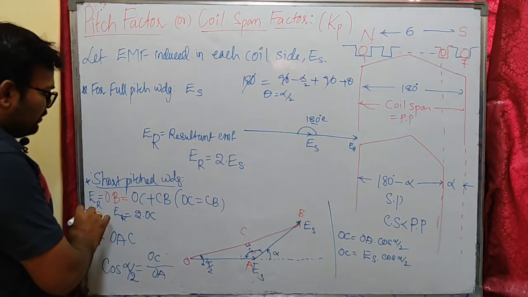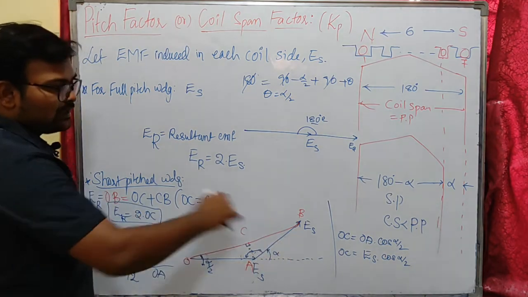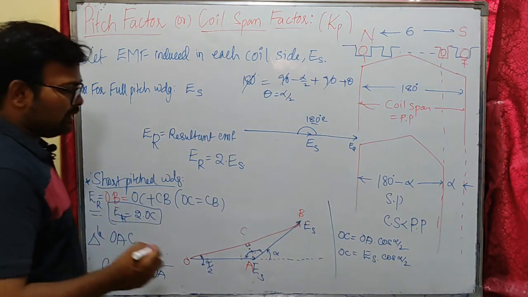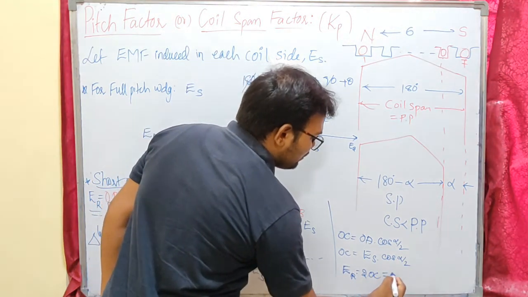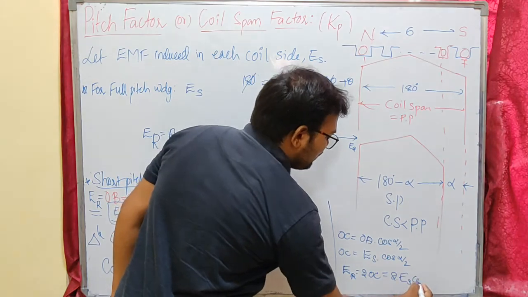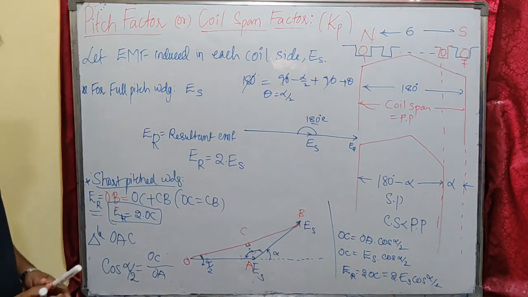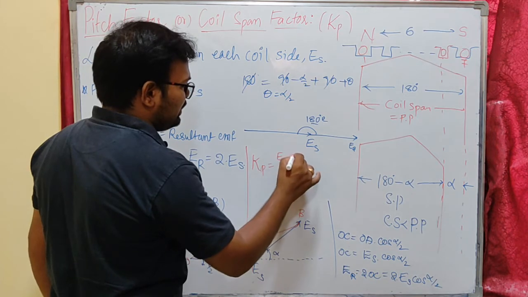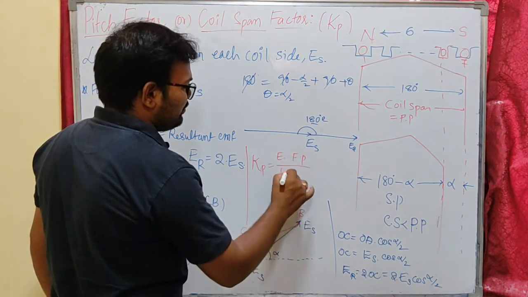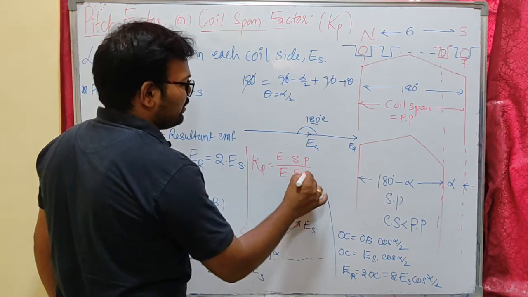So let us find out our resultant EMF, that is ER equal to 2 times OC. Here we got OC as ES times cos alpha by 2, so our ER will be equal to 2 times ES cos alpha by 2. We got the resultant EMF induced in short pitched winding. So what is the definition of our pitch factor? Kp is nothing but EMF induced in short pitch coil by EMF induced in full pitch coil.